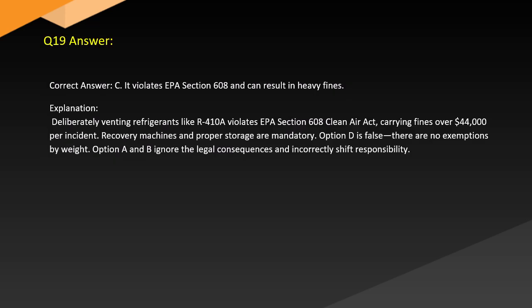Answer. Correct answer. C. It violates EPA Section 608 and can result in heavy fines. Explanation. Deliberately venting refrigerants like R-410A violates EPA Section 608 of the Clean Air Act, carrying fines over $44,000 per incident. Recovery machines and proper storage are mandatory. Option D is false. There are no exemptions by weight. Options A and B ignore the legal consequences and incorrectly shift responsibility.